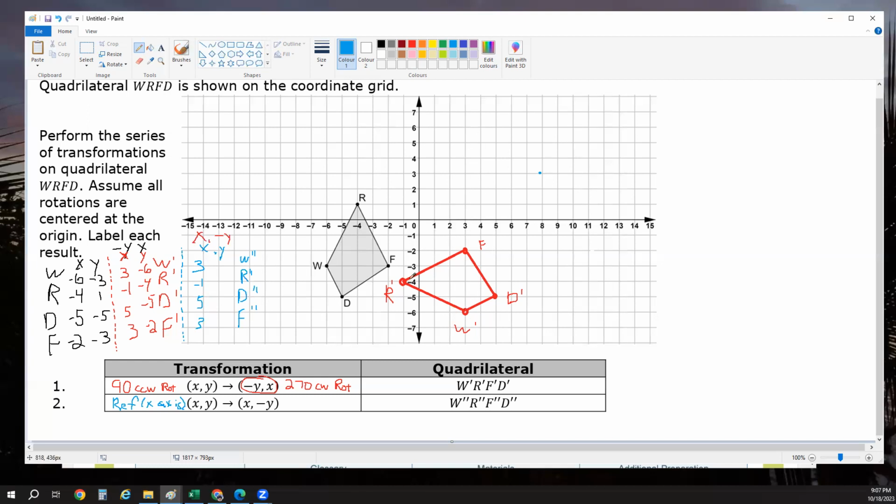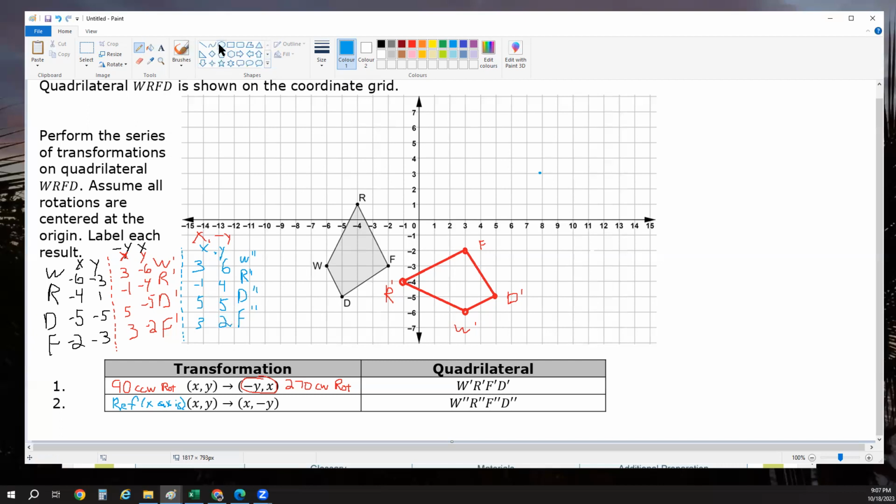So reflect across my x-axis. The y's are all going to change. They're all going to flop polarity. So this is going to be 6. B is going to be 6. R is going to be 4. D is going to be 5, and F will be 2.